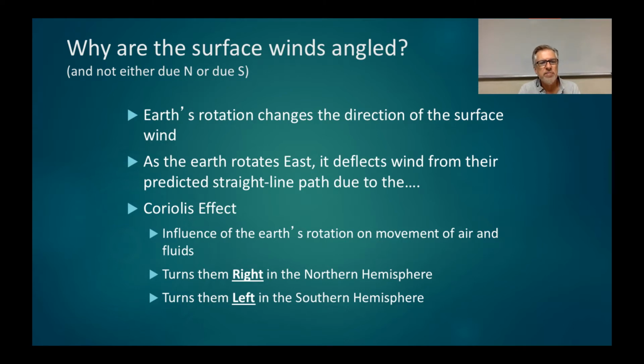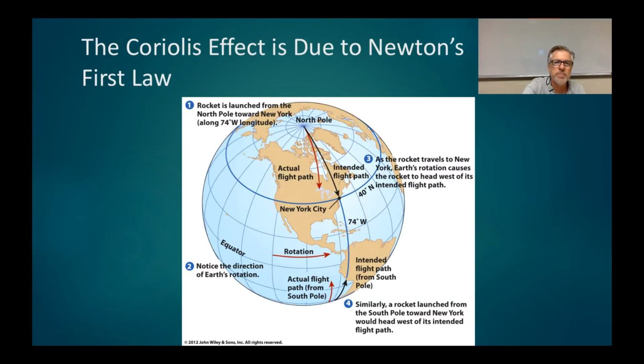And the Coriolis Effect is the name for the effect that occurs due to the Earth's rotation. The Earth's rotation affects the movement of fluids, of which air is one. The Coriolis Effect turns winds or water in the northern hemisphere to the right, and it turns them to the left in the southern hemisphere. So let's see how this works.